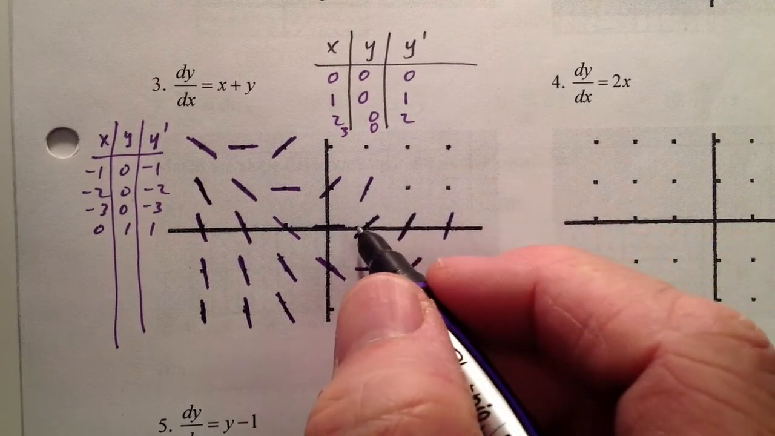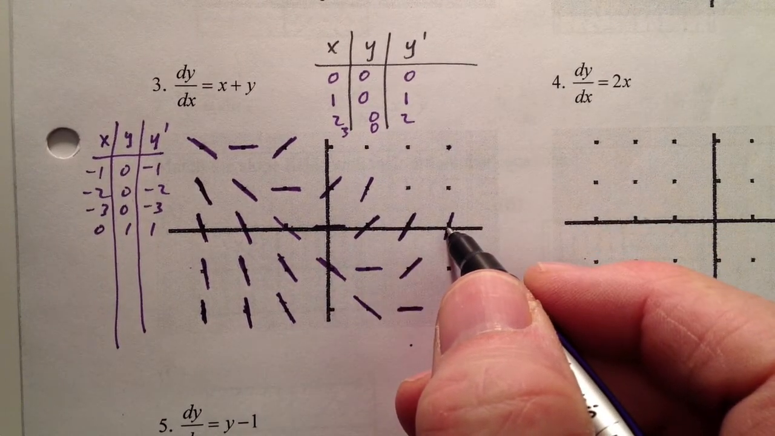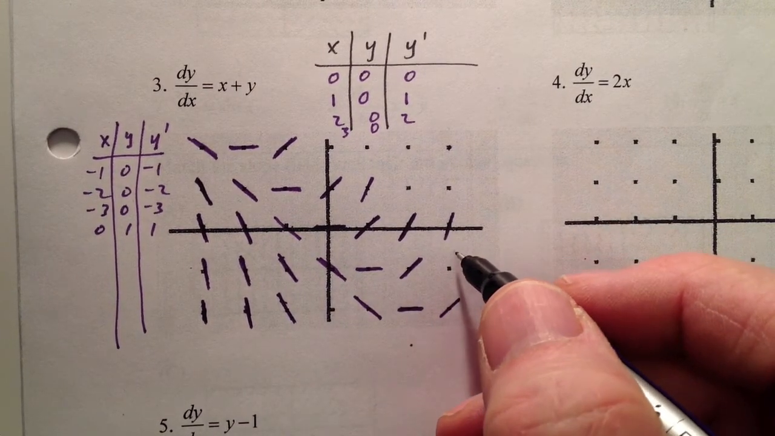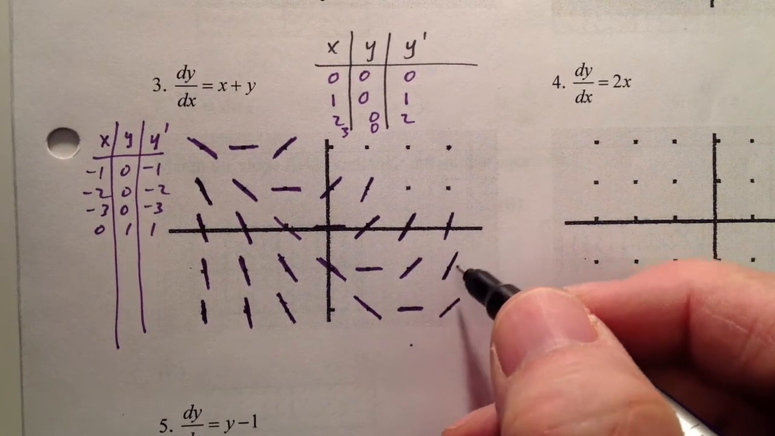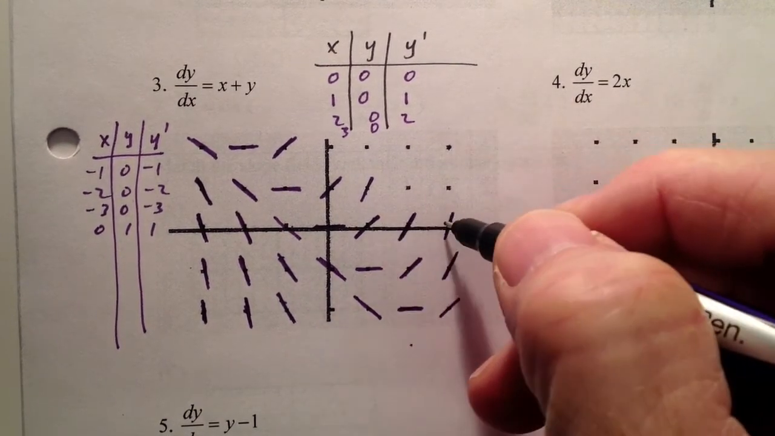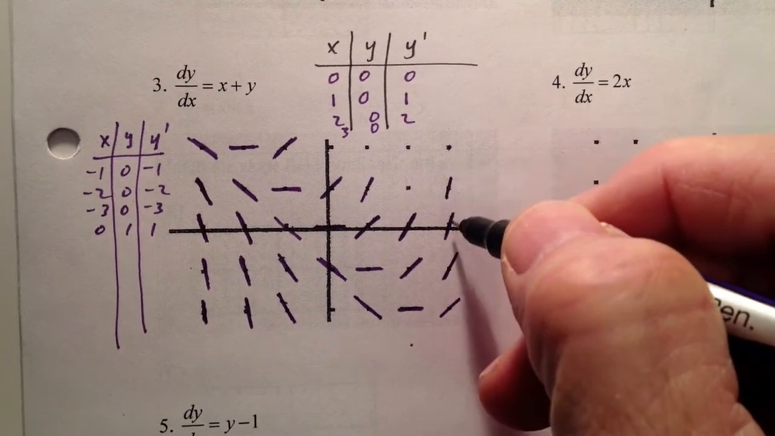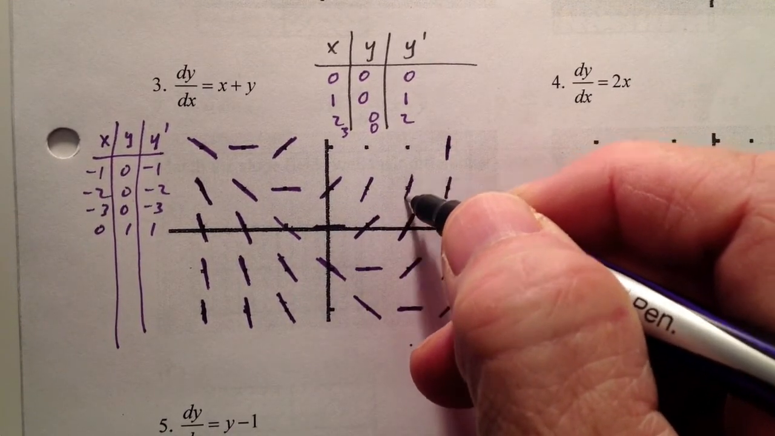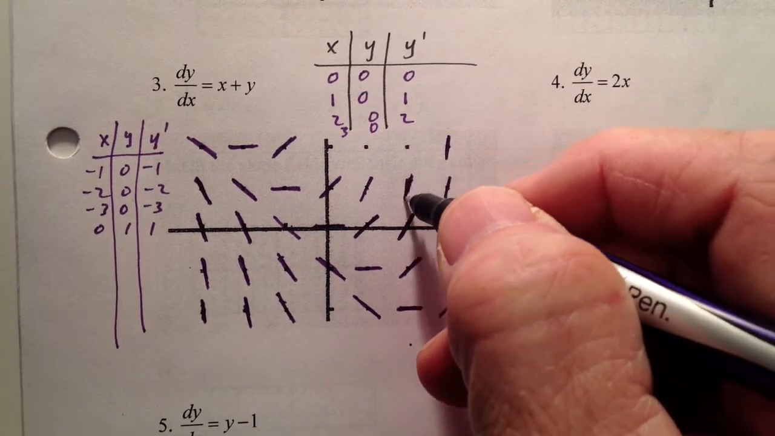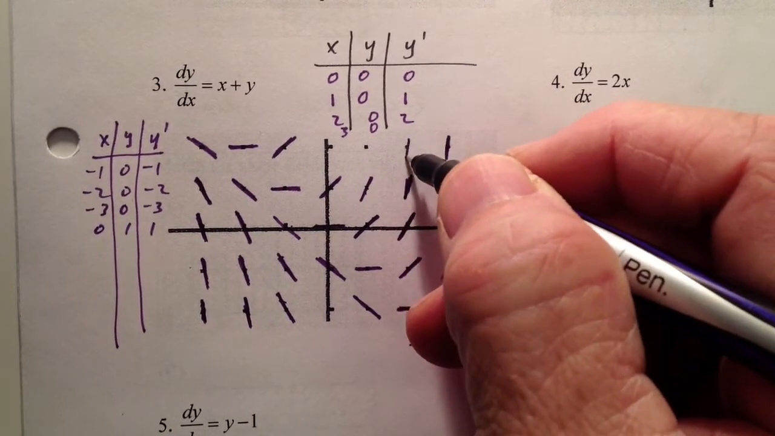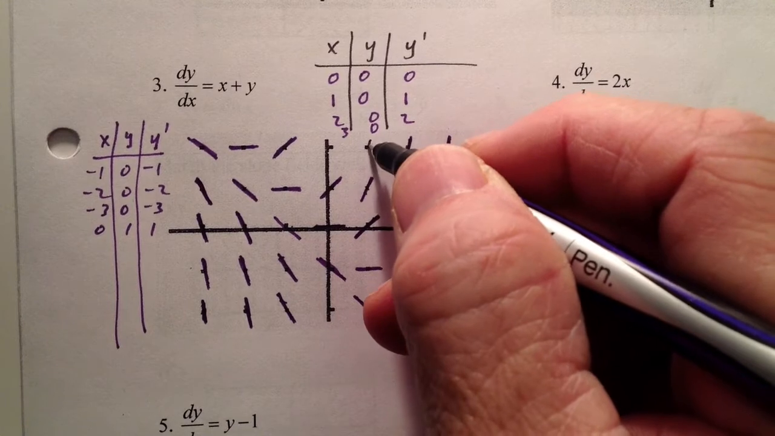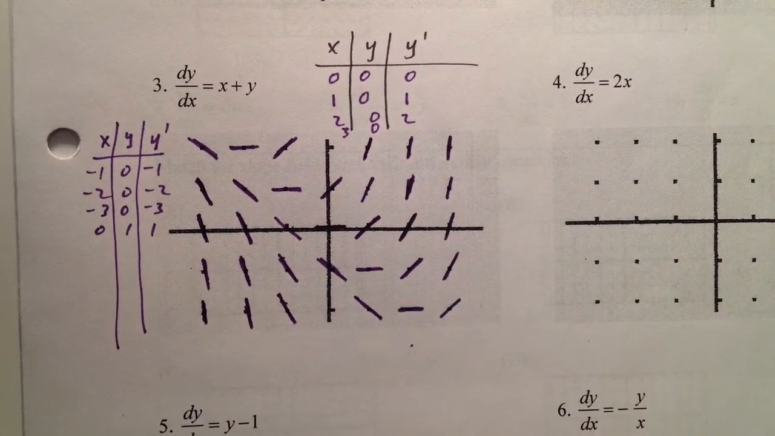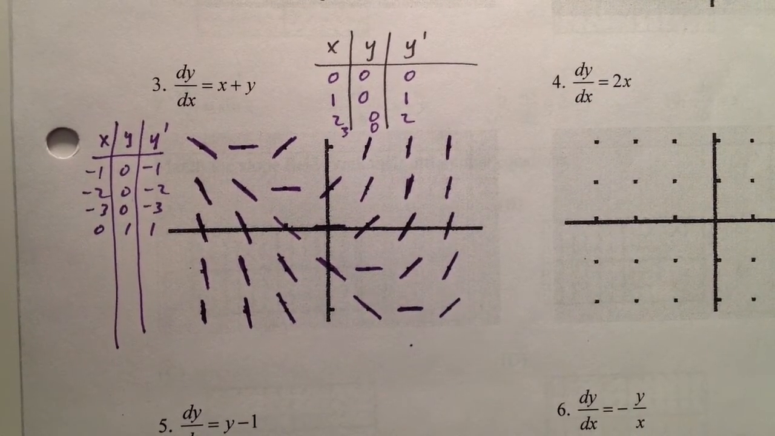Okay. And then what do we have? 1, 2, 3, negative 1, so that's a 2. And then 3, 1 is a 4. 3, 2 is a 5. 2, 1 is a 3. 2, 2 is a 4. 1, 2 is a 3. Okay, so there you get the general idea of how to construct a slope field.